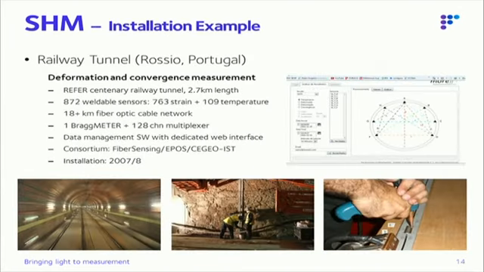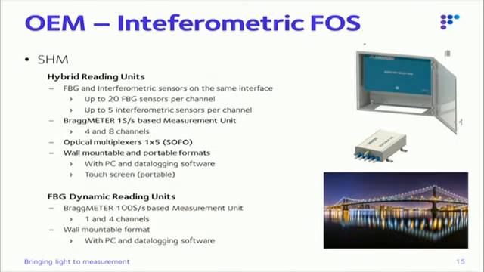As an example, I show here one of our first projects, in fact, which was the Rossio Tunnel here in Lisbon, where we installed almost 18 kilometers of optical fiber inside the tunnel. We have approximately 872 sensors monitoring the structure, and there is no active equipment inside the tunnel. So everything that is inside the tunnel are optical fibers and light. Everything is passive. In the meantime, we have installed the same solution in the São Paulo subway, and we will be installing it in Caracas soon, I hope, if nothing strange happens.